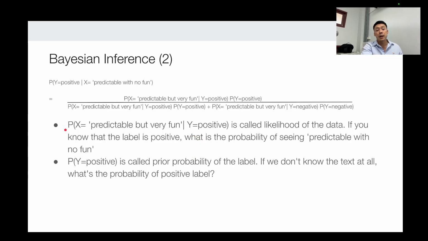So P of x given y, this is called likelihood of the data. It's called likelihood, we will use it a lot. Then you ask this question and you compute this from the data. If you know already that the label is positive, which you have the data, right? So you will only look at the documents that are positive. Looking at only the documents that are positive, what's the probability of seeing this string?